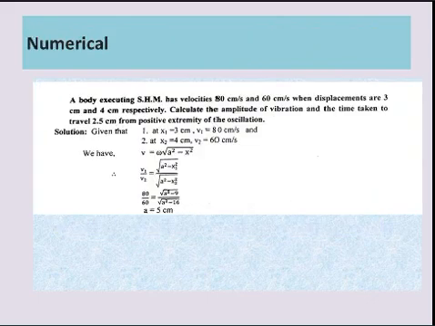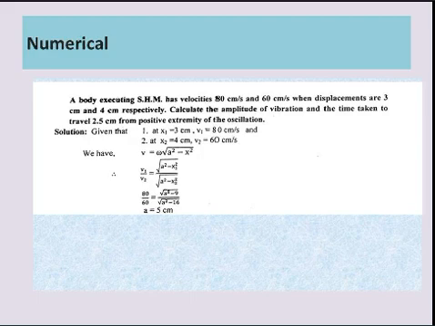Let's see some numericals. A body executing simple harmonic motion has velocity 80 cm per second and 60 cm per second when displacements are 3 cm and 4 cm respectively. Calculate the amplitude of vibration and the time taken to travel 2.5 cm from the positive extremity of the oscillation. Here first you should check what the units are. So in this numerical, they gave all the units in the CGS system, so there is no need for conversion.